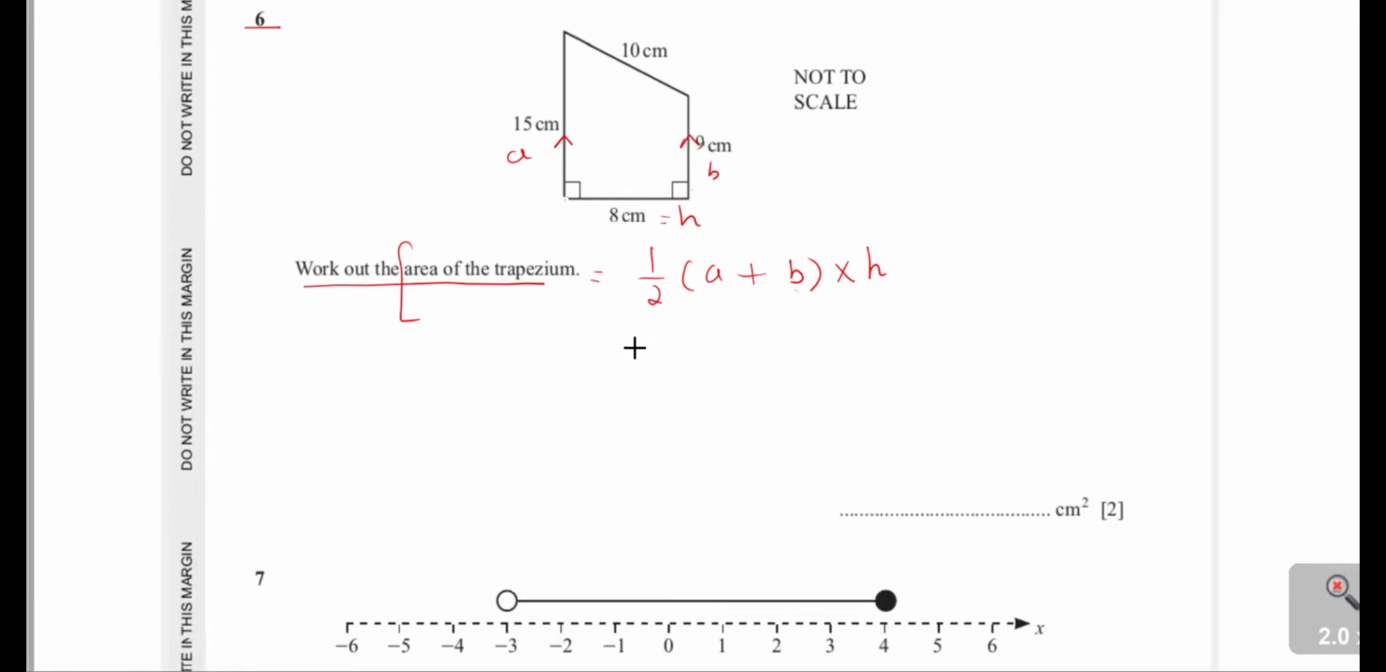This is H, and we write here 1 over 2, (15 plus 9) times 8. We can write 2 times 4 is 8, and 9 plus 15 is 24, times 4, and this equals 96. And this is the answer. 96 centimeter squared is the answer.